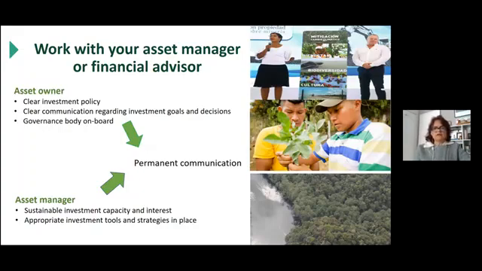But it's not only enough to have an investment policy. You have to have clear communication regarding your goals and decisions. I was talking with our team at JP Morgan last week, and they reinforced the fact that it was very useful to have the asset owner clearly state the goals and decisions they want them to pursue with the asset management. And the third thing that I would say is key is have your governance body on board.